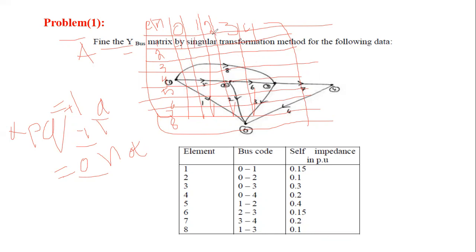Next, the second node. The element 1 is not incident on it. Not incident means we consider it as 0, 0. Next, coming to element 2.